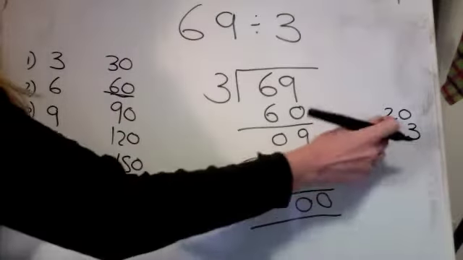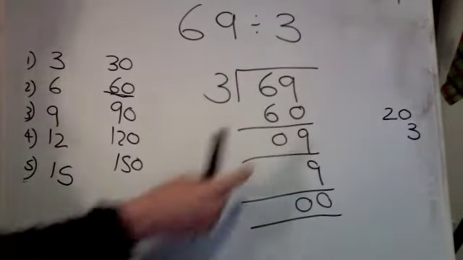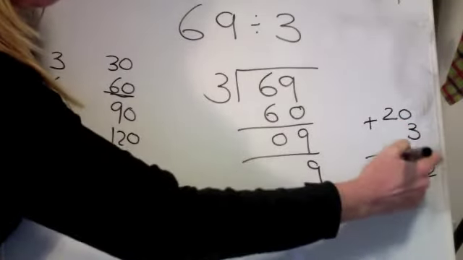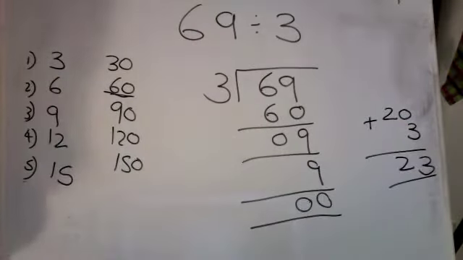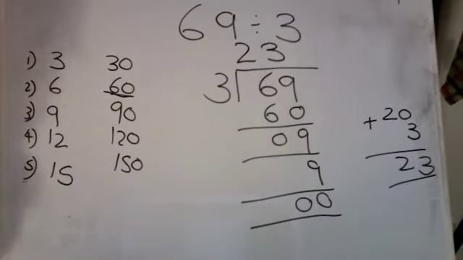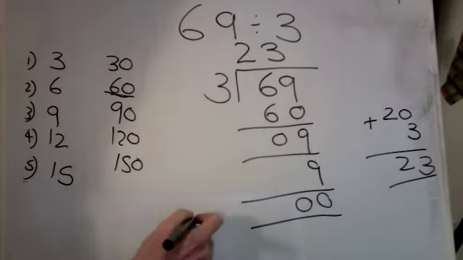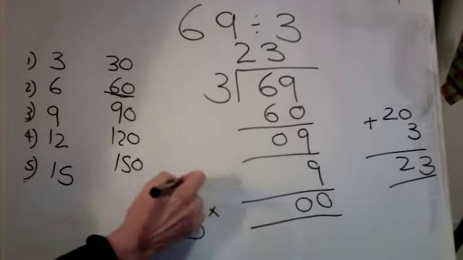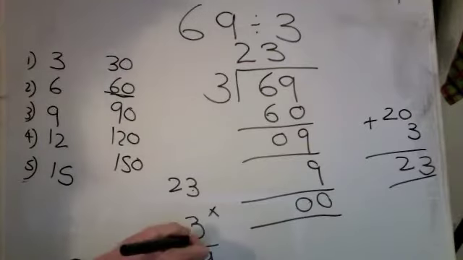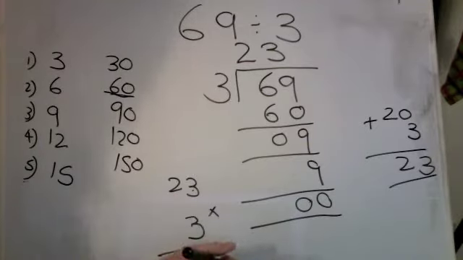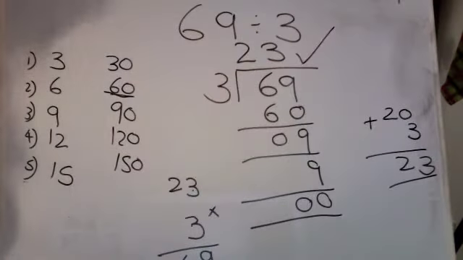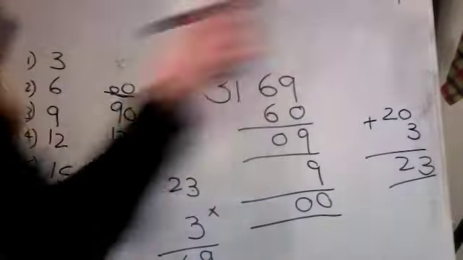Now I need to add up how many 3's I used to make 69. So add these together and it gives me 23. The answer is 23. I can check that by quickly doing a 3 times 23. 3 3's are 9, 3 2's are 6. That is the same as that, so that is correct. Let's try another.